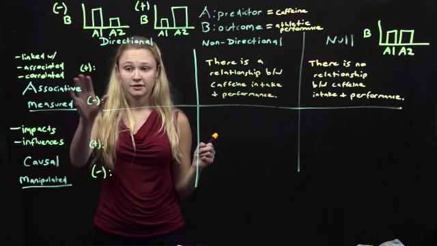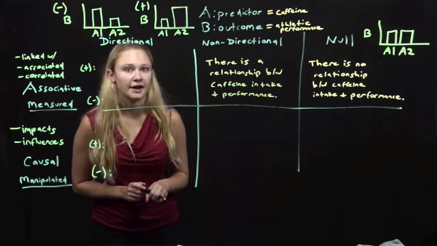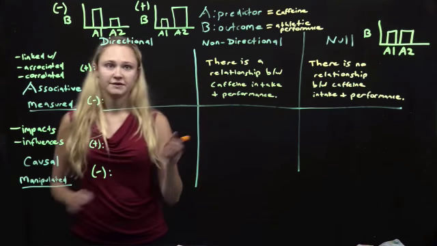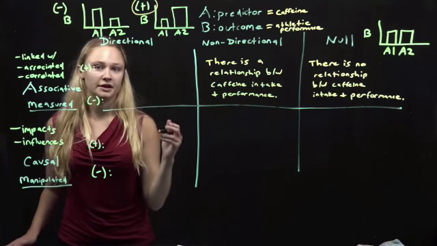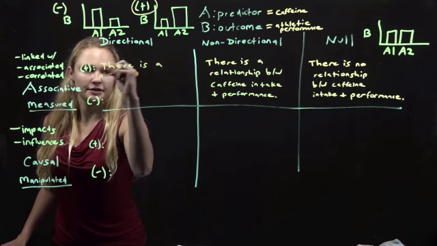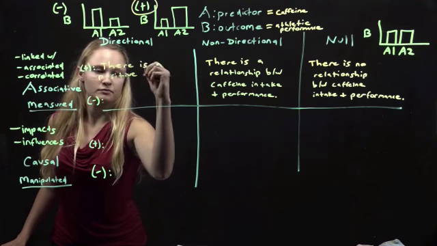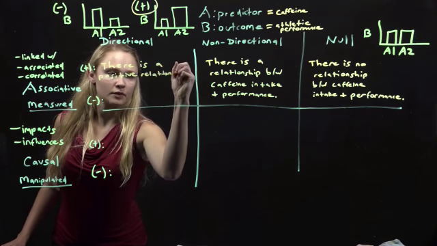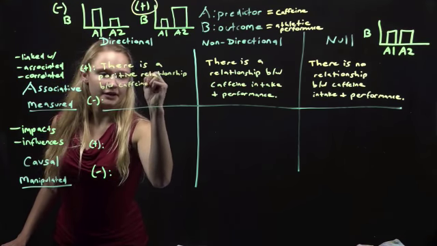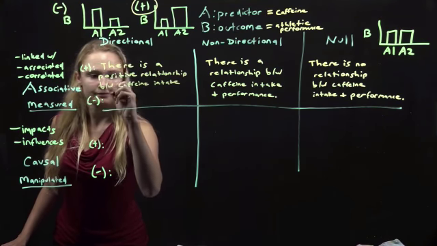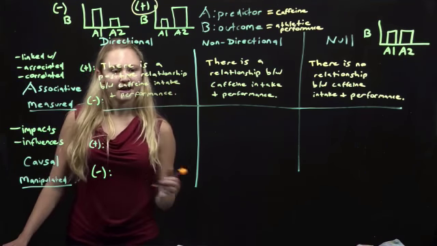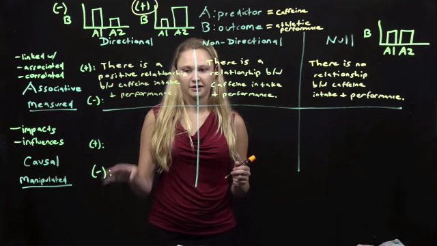So I'm just going to choose the positive association now for directional, assuming that the researcher thinks that caffeine intake is associative with performance. So that would be this scenario here. So I'm going to write there is a positive relationship between caffeine intake and performance. So this is saying the more caffeine, the higher the performance. We're not assuming anything causal.